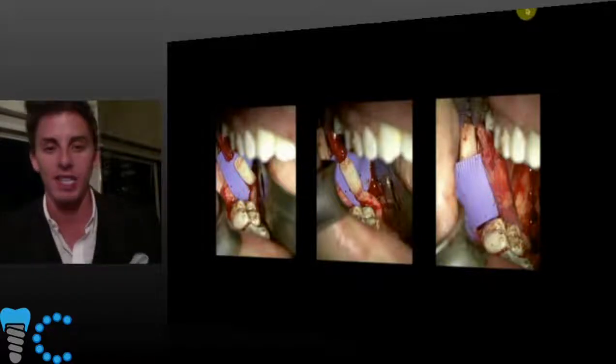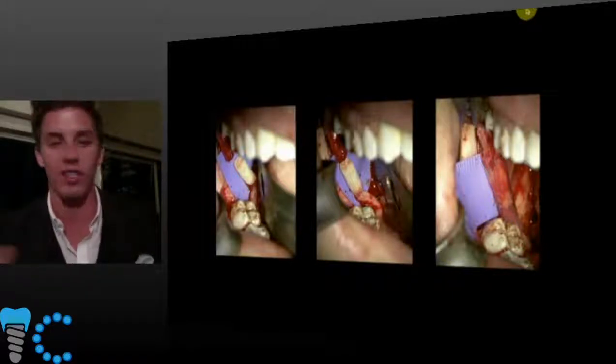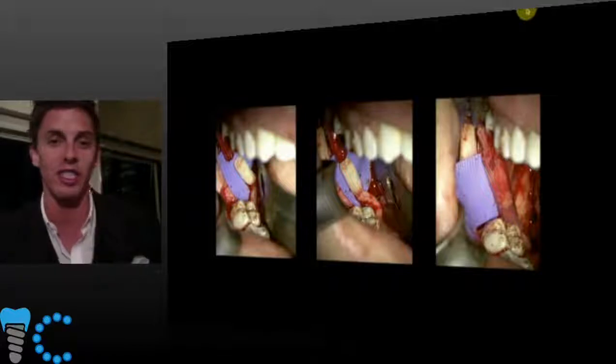So my attending, who's an expert in this field, did an amazing job. I'm just there suctioning and taking photos because this is a highly specialized procedure.